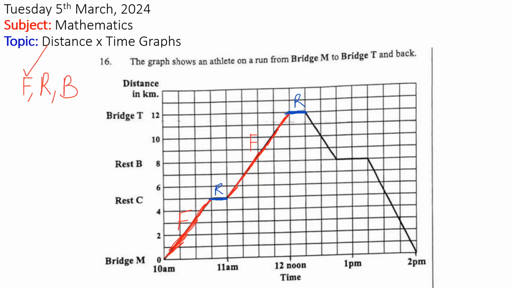Okay, so make sure I draw this graph. When we see a slanting line ascending, where's Amari? Amari, are you there? Yes, sir. When we see a slanting line ascending, what does that tell us about the object?